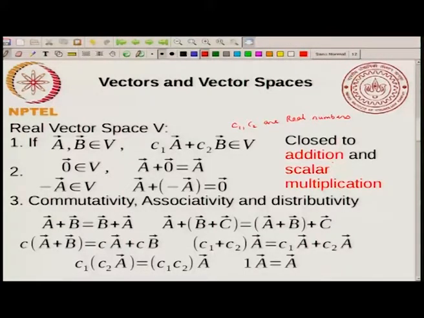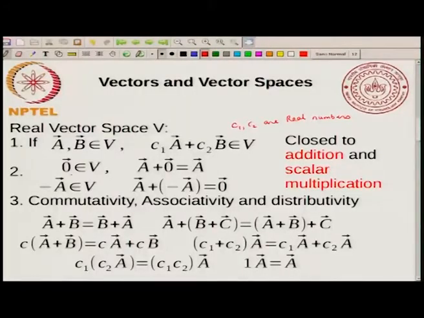That means you add any 2 vectors, you will get another vector, you multiply a vector by a scalar, you will get another vector. Notice I am only talking about scalar multiplication, I am not talking about multiplication of vectors. So, the vector space is closed under addition and scalar multiplication. That is the first axiom.